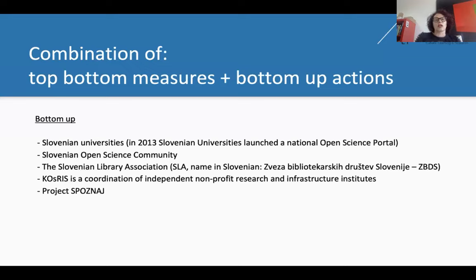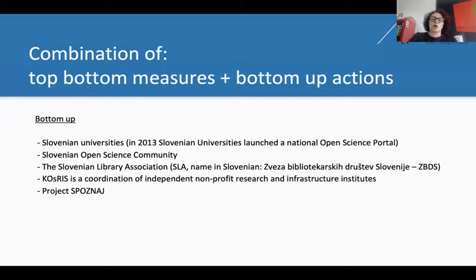Since the beginning and also today, the Slovenian Library Association is most active on this front, especially university libraries, most notably the Central Technical Library at the University of Ljubljana and the University Library of Maribor, which are currently the most active and are leading all these initiatives. And lately also KR21, which is a coordination of independent nonprofit research and infrastructure institutes. They were already active during the copyright reform because they understand what is important for science on the copyright front. And of course, they understand why open science is very, very important.